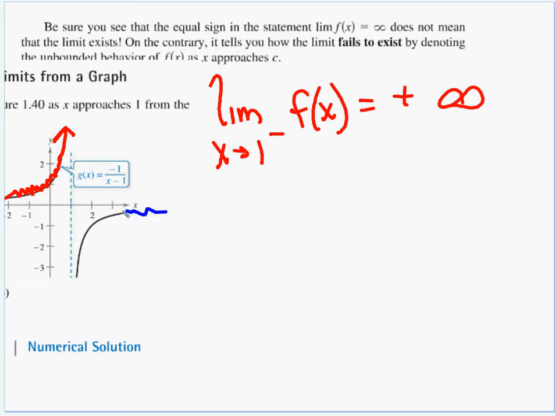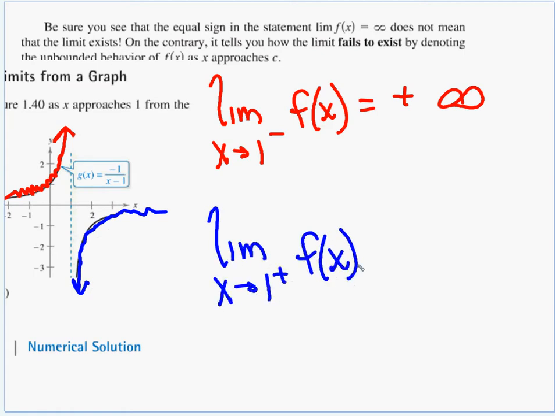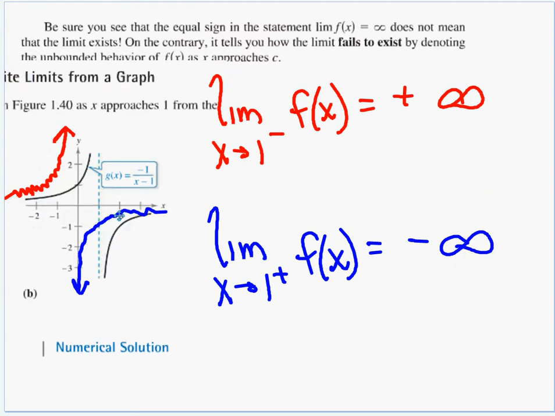But if we're coming here from the other side, we're going down, down, down to negative infinity. So our limit as x approaches 1 from the right of f of x is equal to negative infinity. Now, since our left and right behavior is different, we could not write this as a single limit. We'll have to keep it as two separate ones.